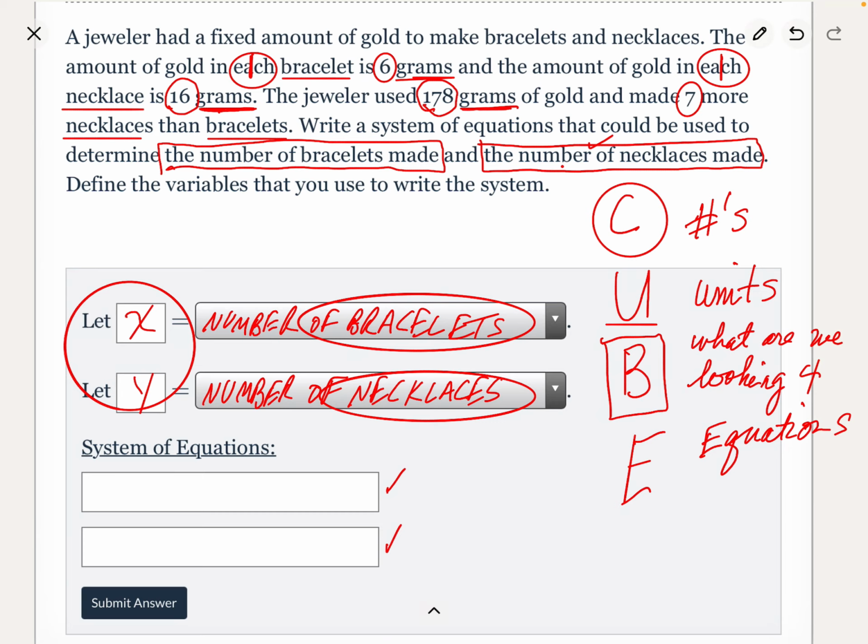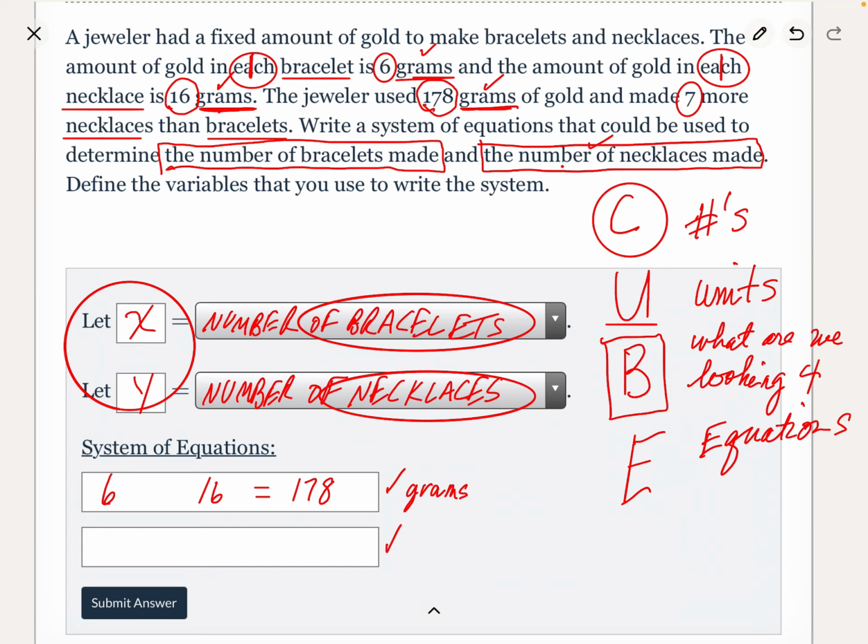You can look at this and see this has a gram, this has a gram, and this has a gram. So those are going to go together, and we just have to figure out how. It says each bracelet has 6 grams of gold. Each necklace has 16 grams. And the jeweler used a total of 178 grams. So I know that all the numbers that have grams in them are going to be put together somehow.